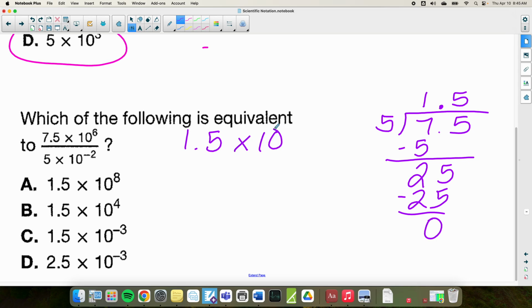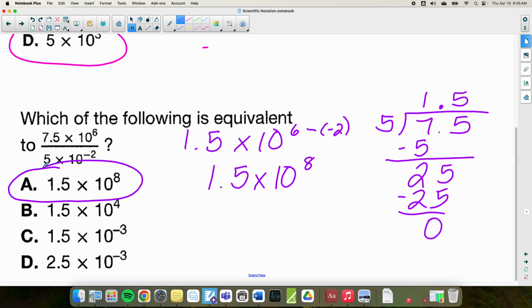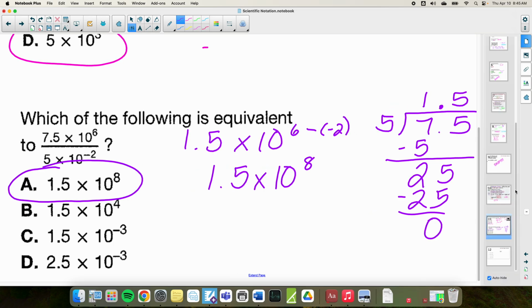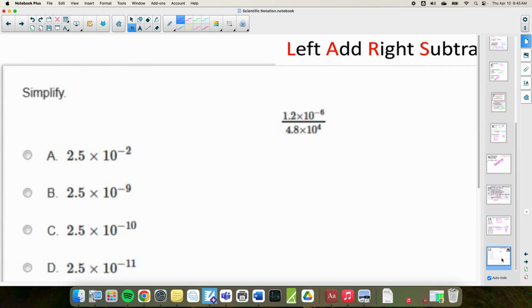Now, what do I do with the exponents if I'm dividing? Subtract, right? So I get 6 minus a negative 2. What happens in math when you have minus and negative? You turn them to a positive, so it's 8. That would be your answer. Okay. We have one more and then we're done.